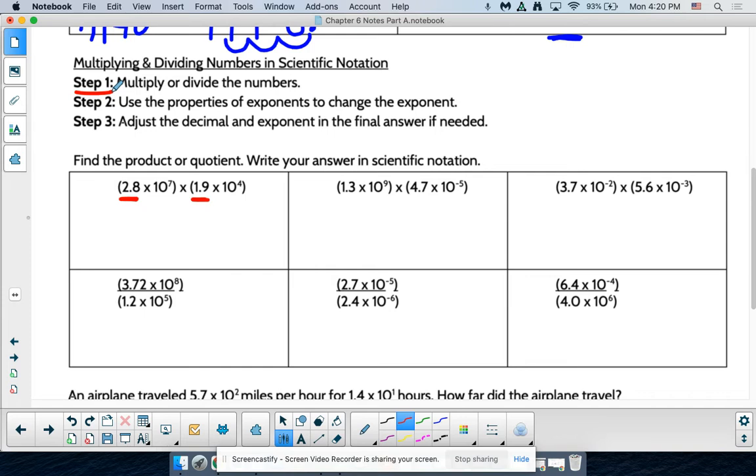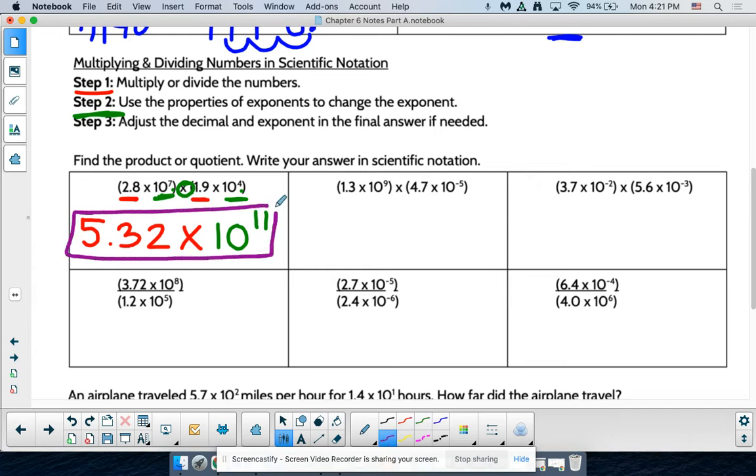2.8 times 1.9, 5.32 times. Now, step 2 says use properties of exponents to change our exponent. Match your tens. Our bases are the same, and we're multiplying. What do we do with our exponents? I hope you're thinking we add. So 7 plus 4 is 11. So our final answer is 5.32 times 10 to the 11th.